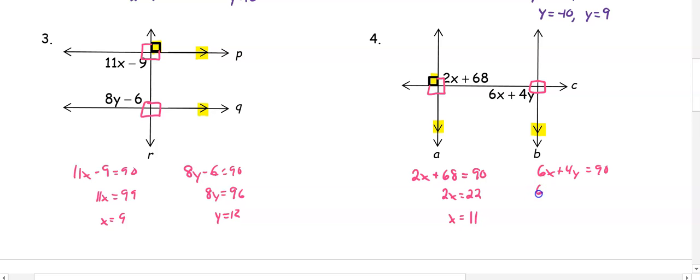In our second problem, we have 6 times 11 plus 4y equals 90. We can subtract 66 from both sides. So 4y equals 24. When we divide, y is 6.